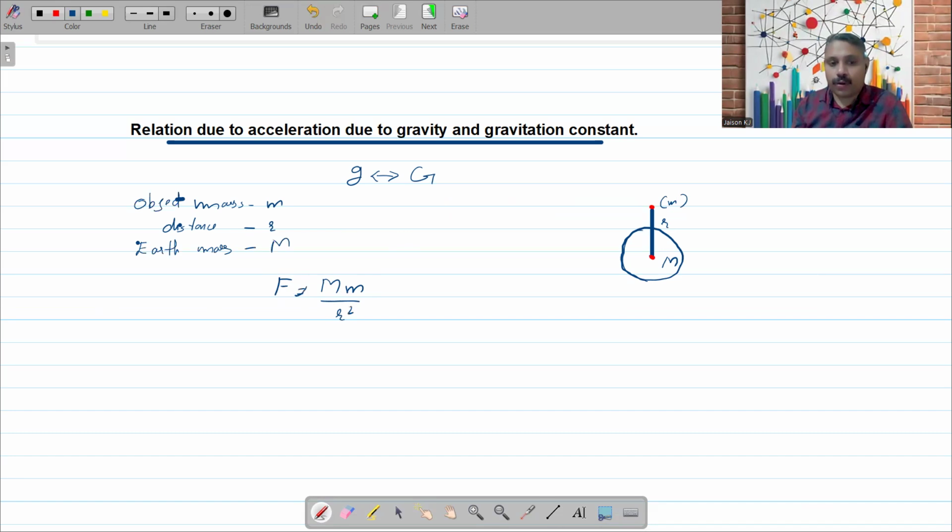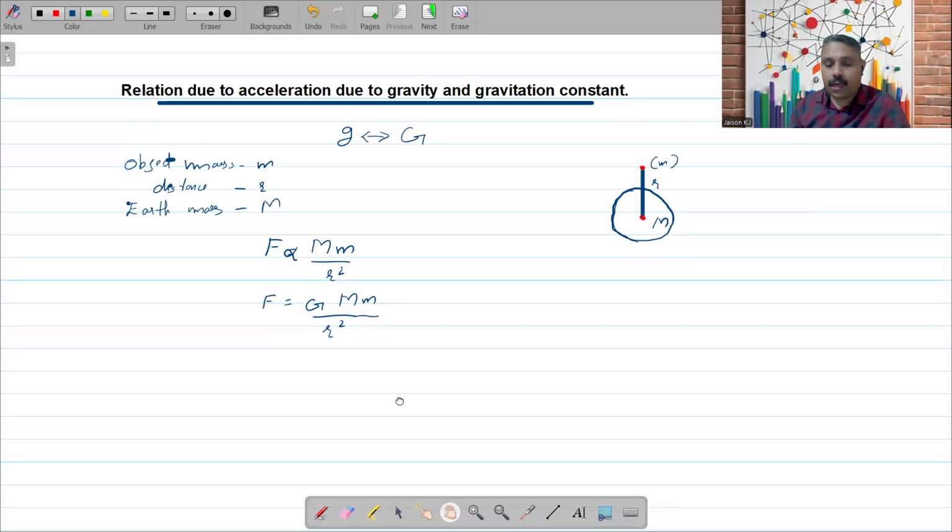According to the universal law of gravitation, the force between two bodies, one is the Earth and the other object is our body. Force is directly proportional to M into m divided by r square. By changing the proportionality sign, we can add a constant G, so F is equal to G M m divided by r square.